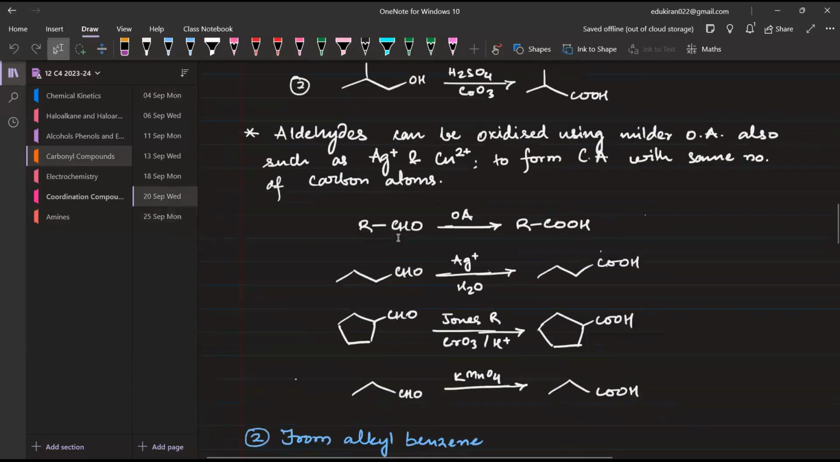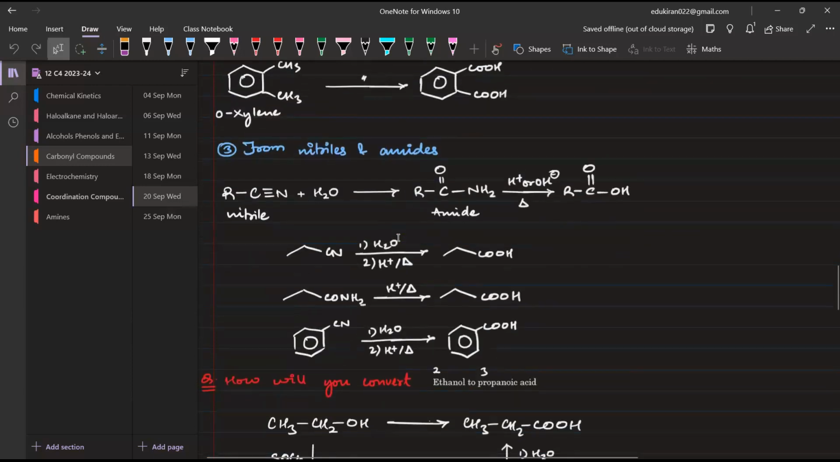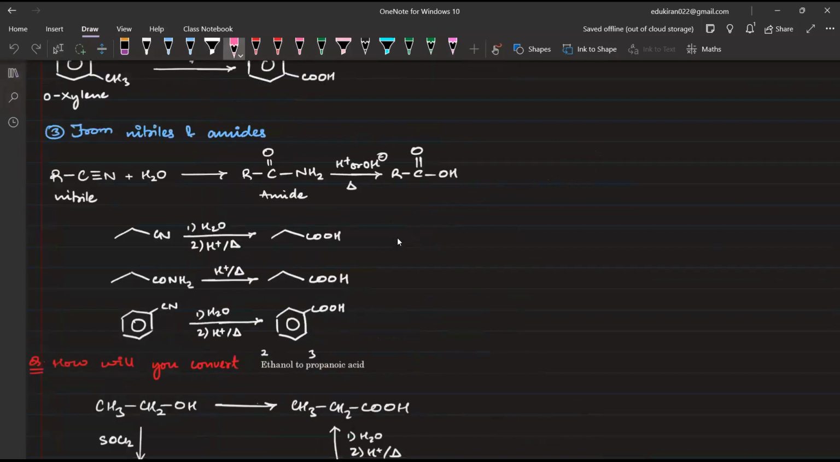Just want to see something. Let me just give me a second. See this. Nitrile, when you add water, you get amide. So this is partial hydrolysis. In complete hydrolysis you will get carboxylic acid.